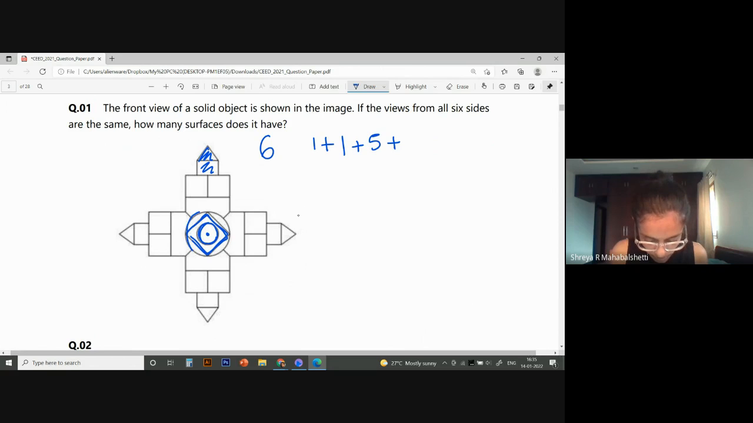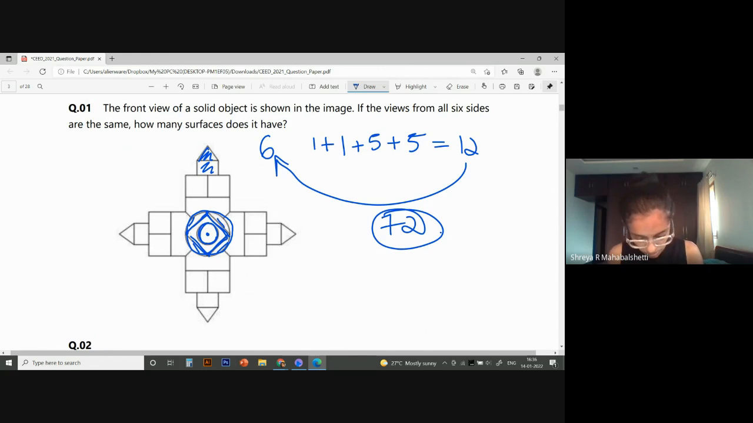Then the next one is this circle that you see. Okay. So that's 1. But you see that the edge meets here, so each of these is counted as a surface. Hence it is 5. So totally there are 5 plus 5, 10 plus 1 plus 1, that's 12. But there are 6 of these arms. So 12 sixes are 72. Okay, so that's my answer.